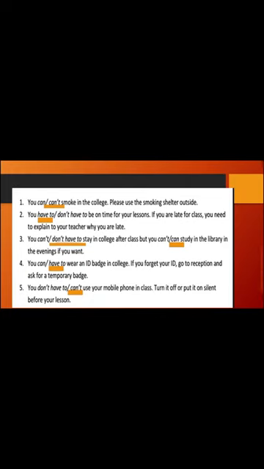You can't use your mobile phone in the class. Turn it off or put it on silent before your lesson. Here, it's not an option. It's something you have to do. Yani, it's not your choice not to use your phone. You are not allowed. You are not able to use your mobile phone in the class.